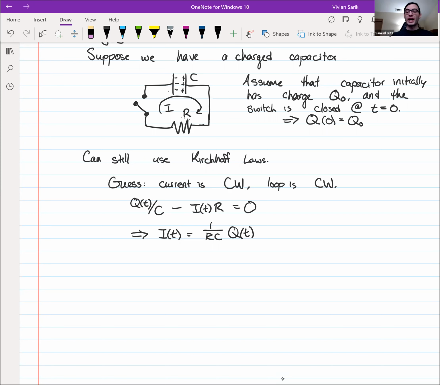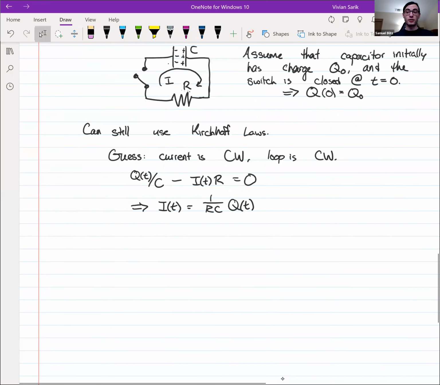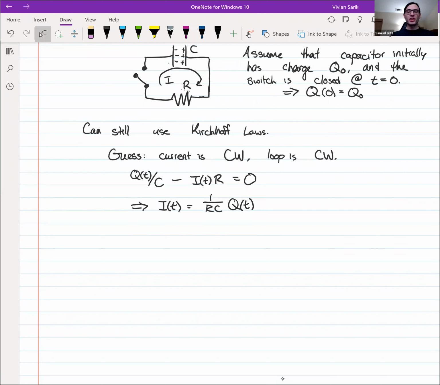Right, so we have to think a little bit physically here. We need to think about what current is and how that relates to the charge on the capacitor. Just as a quick note, this is actually important: the current in the circuit is just the rate at which charge flows through the circuit, right?